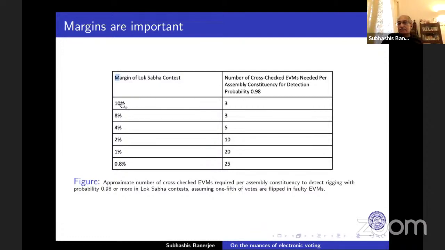And the hypergeometric distribution tells you that. So if the margin is 10%, then for a detection with probability 0.98 that the 10% swing has been manipulated by EVM hacking, you need to cross-check only 3 EVMs in an assembly constituency. On the other hand, if the margin is 1% or 0.8%, a closely fought election, then you need to sample many more EVMs and count them. So the EVM audit process, the risk limiting audit process, has to be much more principled and not ad hoc. And the number of complaints that are pending before the ECI and the Supreme Court regarding how many VVPAT slips to count are mind-bogglingly large, over the last 5 or 10 years. And I think this is not healthy for a democracy.